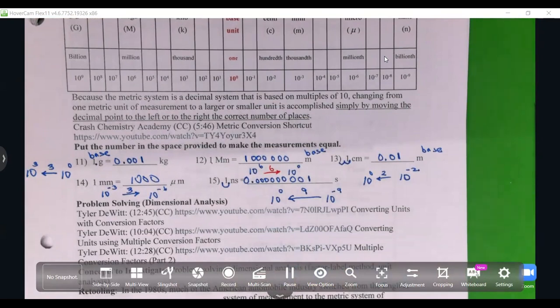Okay. It is a slick system. All we have to do is move the decimal point, right? That's all there is to it.